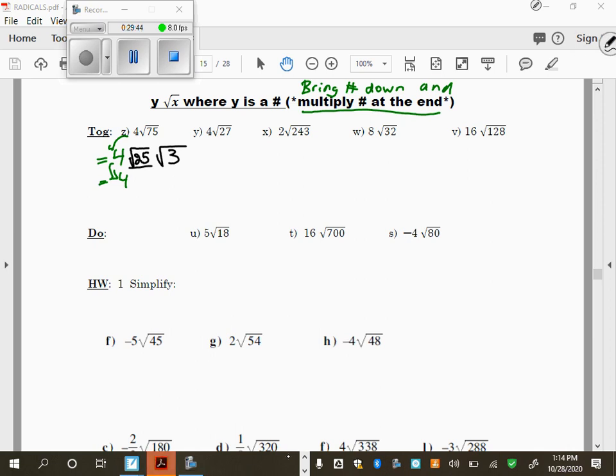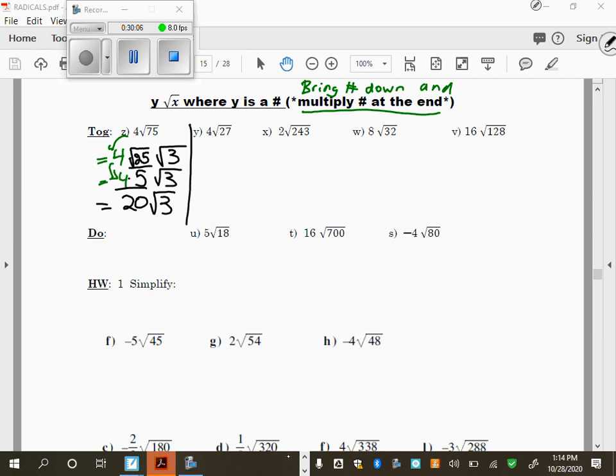And now the square root of 25 is 5, radical 3. And don't forget, you multiply those numbers together. This means 4 times radical 75, so it means 4 times 5. Okay?